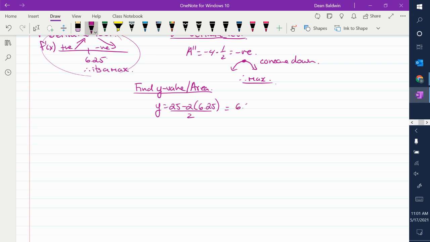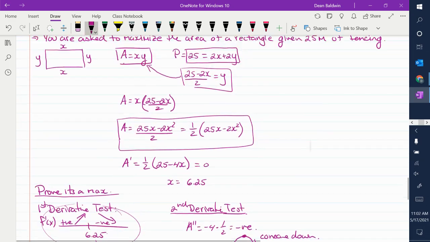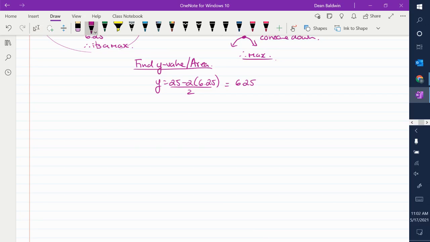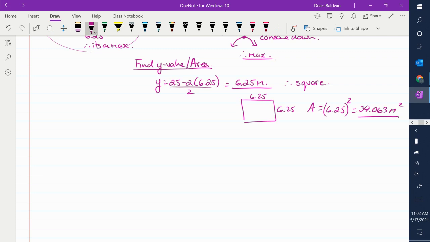Which if you do that, you're going to get 6.25. Did I specify meters or centimeters? Meters. What shape do we have? And its dimensions would be 6.25 times 6.25, which would give you an area of 39.063 square meters.